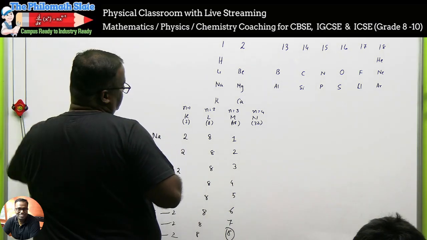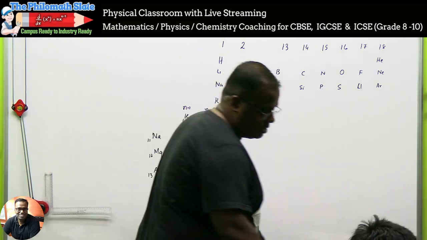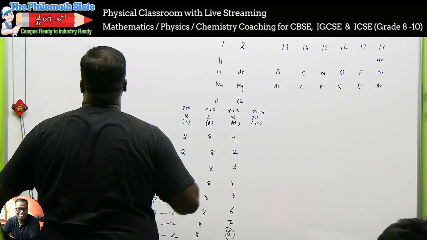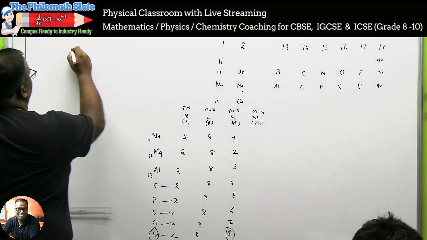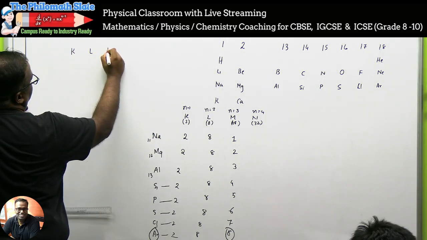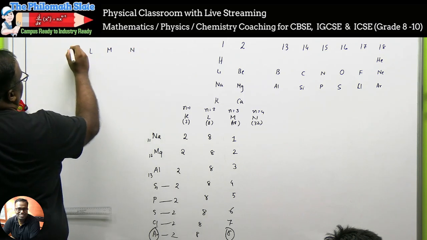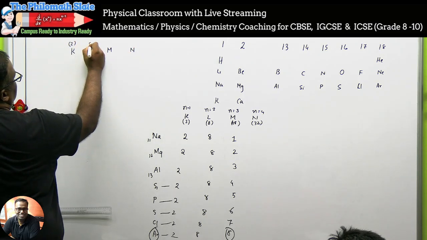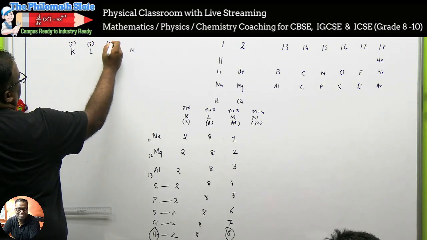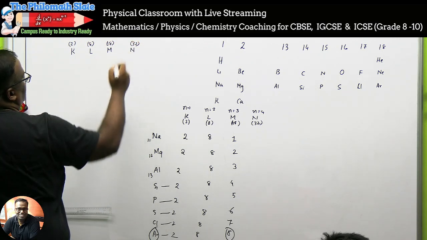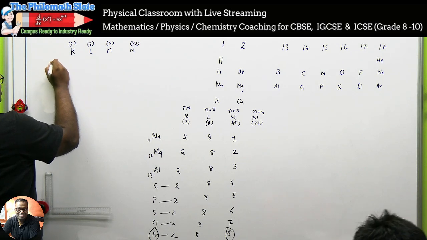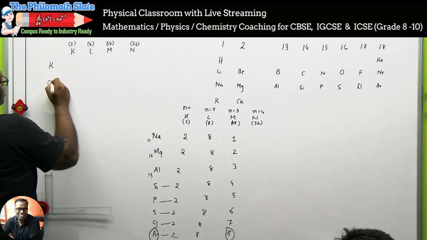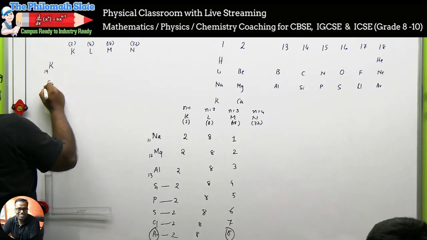Let me erase this, and now you'll see something interesting. So we have K, L, M, N. K can have a maximum of 2 electrons, then 8, 18, 32 electrons, right? Now we are left with potassium and calcium. Potassium is 19, calcium is 20.